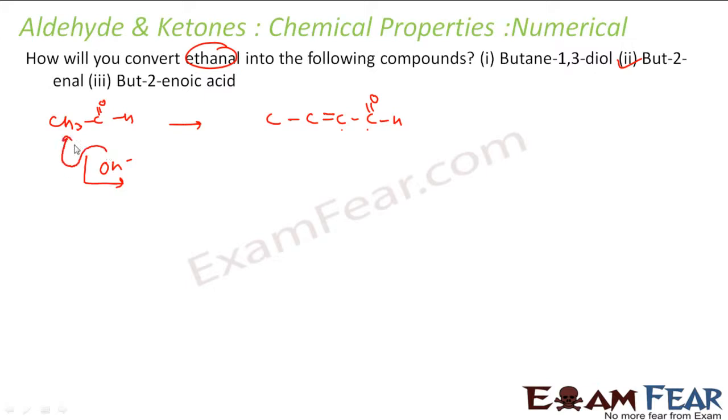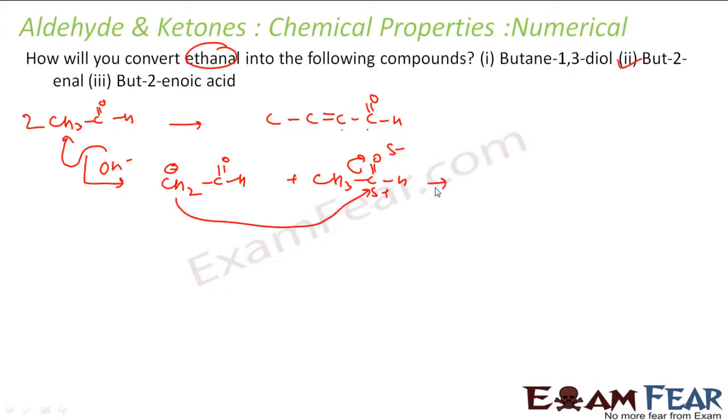OH minus will attack this, becomes CH2 minus CHO. Again we have, since I have used 2 of these, CH3CHO, slightly negative, slightly positive. This will attack here. So what I get is, and this will get some hydrogen somewhere. I'll do everything in one step. So I get CH3CH(OH) and here I get CH2CHO. This is what I'll get, right?